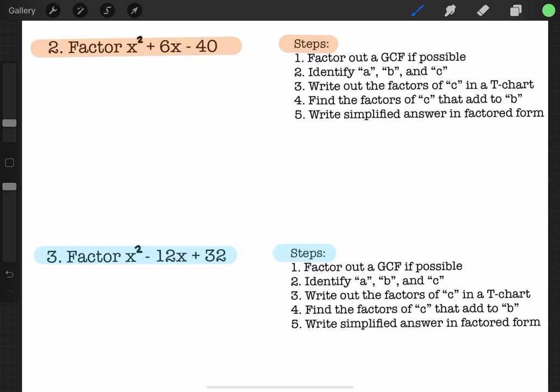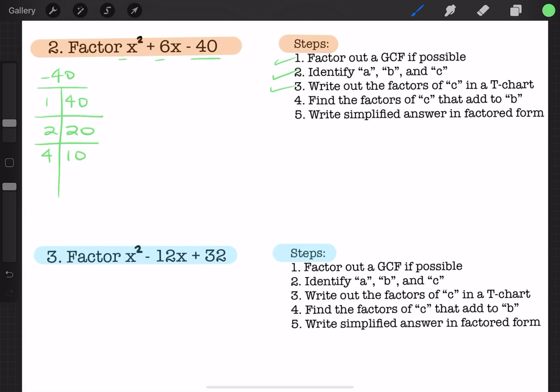So we can't factor out a greatest common factor. A, B, and C we know are 1, 6, and negative 40. The factors of C in a t-chart are, let's go with 1 and 40, 2 and 20, 4 and 10. And we know we need to multiply to negative 40, these two numbers, and add to 6.